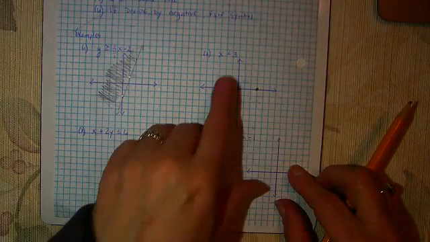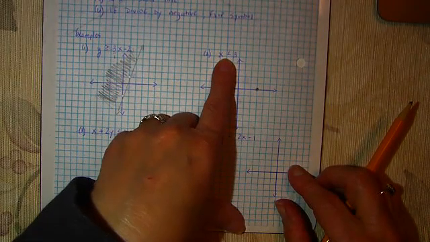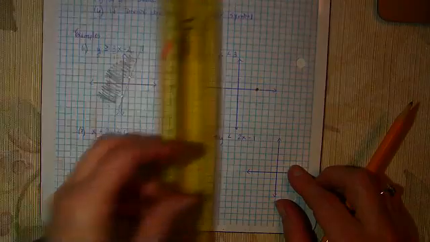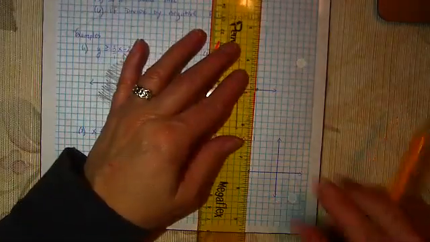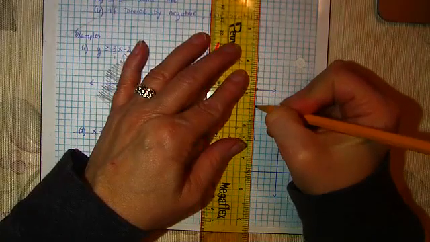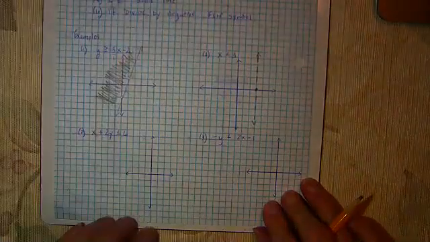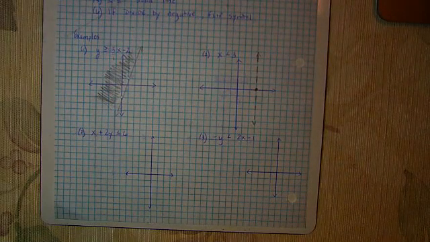Before I draw my line, I want to think about this: should I make it a solid line or a dashed line? This just says x is less than. It doesn't say equal to. So for this one, we do need to make a dashed line rather than a solid line. All right, so that's what I have so far.